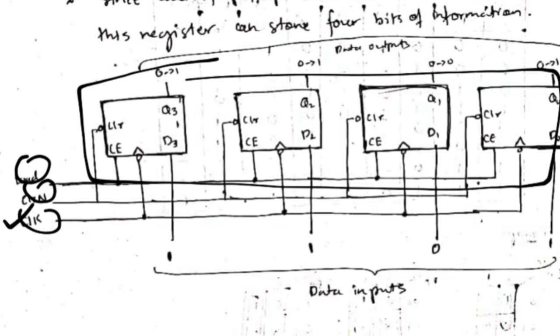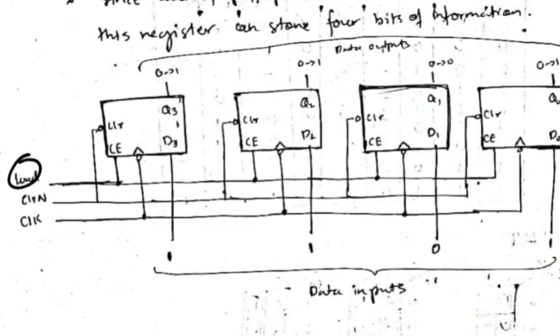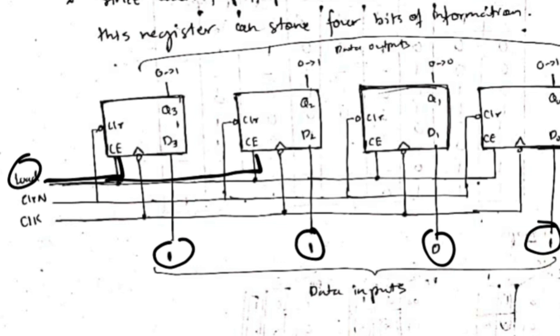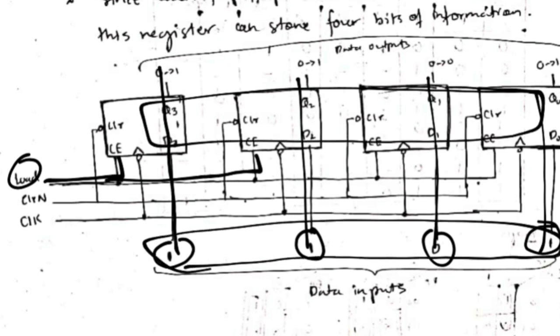When the clock is high or at a rising edge, the changes will take place from the input to the output. The load will enable the loading of these values. Means when we enter these values, if load is 1, only then these changes will happen. And this stores the value which we enter here. That's the working of this register.